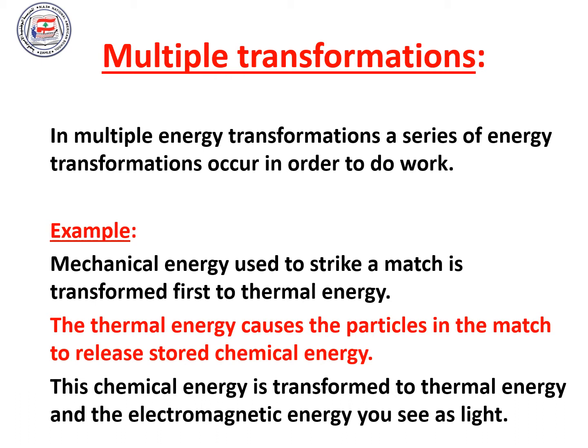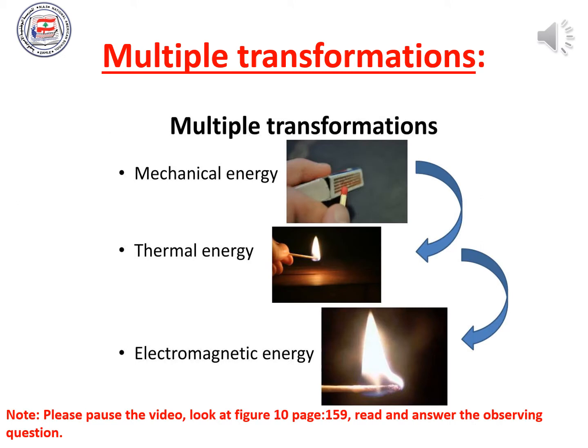This mechanical energy is first transformed to thermal energy. The thermal energy causes the particles inside the match to release chemical energy. This chemical energy is transformed to thermal energy and the electromagnetic energy that you see as light. So as you can see in this example, whenever you strike a match, a series of energy transformations occur in order for us to get the heat, which is the fire, and the light that we see at the end. As you can see in the figure in front of you, we have multiple transformations whenever we strike a match. Mechanical energy transforms into thermal energy and electromagnetic energy.